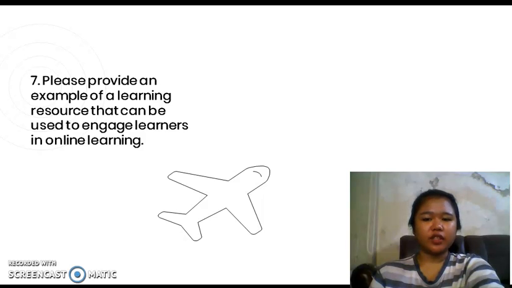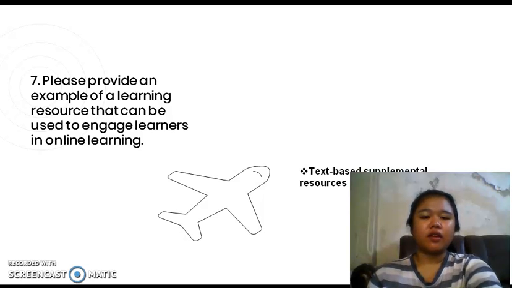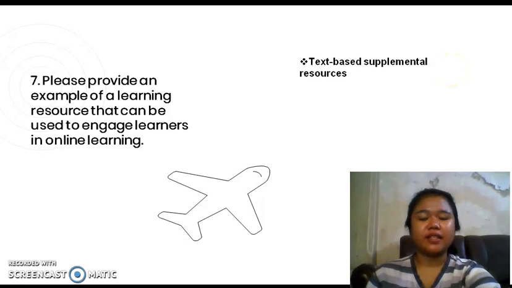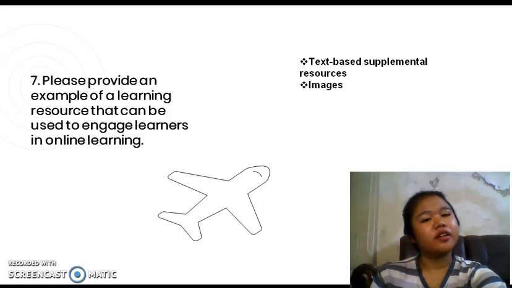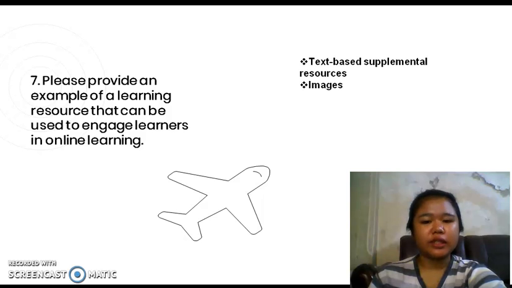The seventh question is, please provide an example of a learning resource that can be used to engage learners in online learning. The first is text-based supplemental resources. This is a real-world example accessible from online resources. The next is images. Images can be in the form of photos, screenshots, charts, graphs, illustrations, and etc.